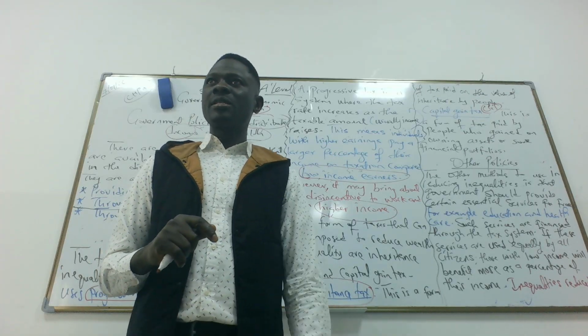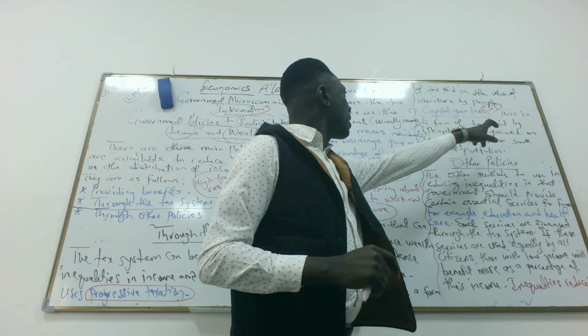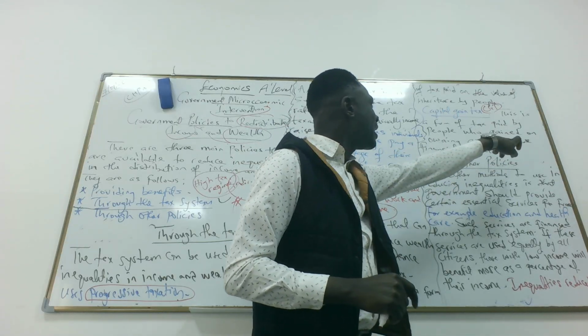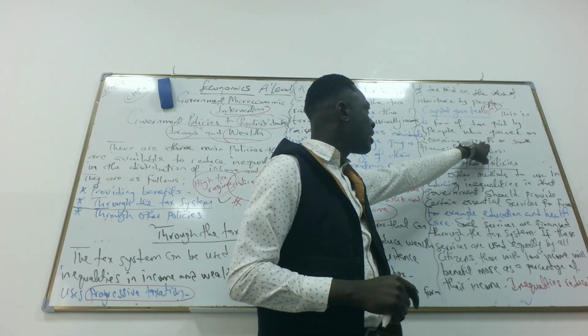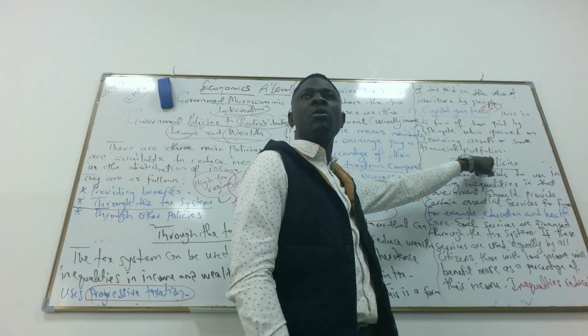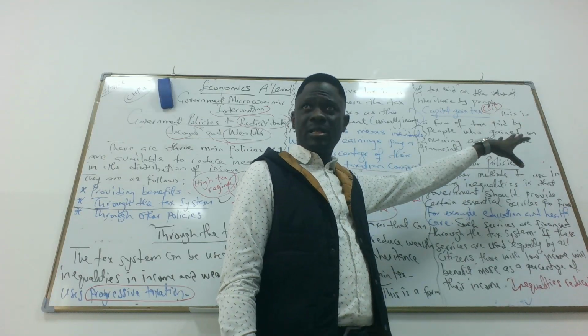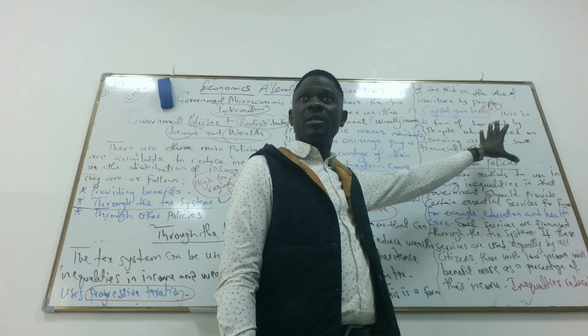Do you understand that? So I know this is a form of tax paid by people who gain on owning assets or some financial portfolios. Is it clear? Is it clear, please?